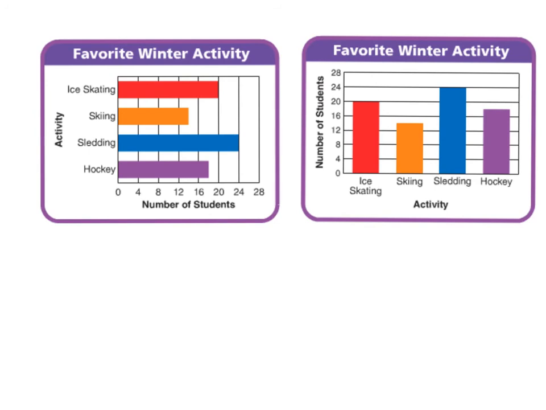Now let's look at 2 more bar graphs. These 2 bar graphs show the same data. How do we know that? Well, for one, let's look at the title. Remember, the title tells you what the graph is about. They both say favorite winter activity. You'll also notice that the data is the same. But they do look different. One is a horizontal bar graph and the other is a vertical bar graph.